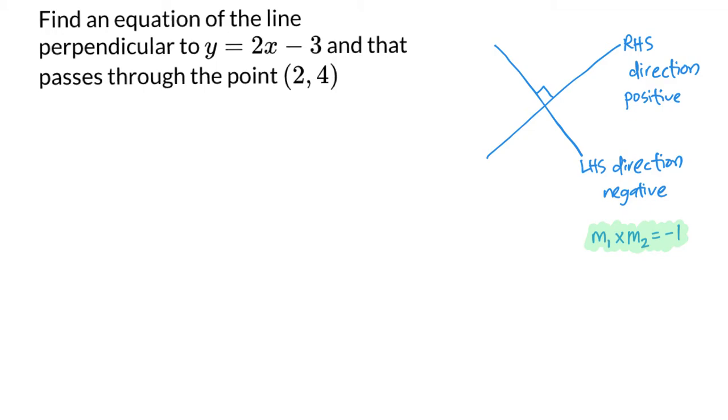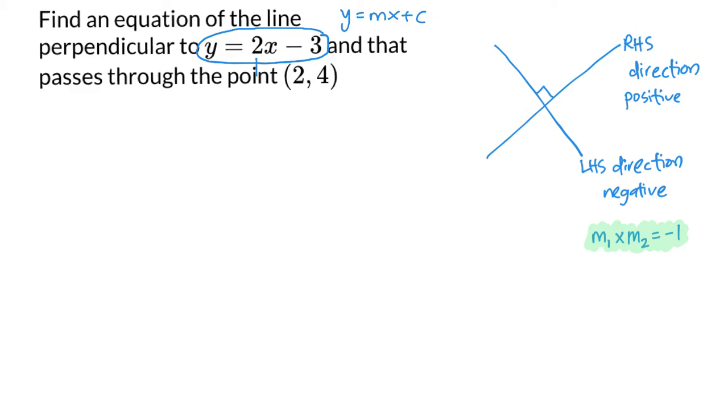Okay, so let's go back to the question here. Find an equation of the line perpendicular to y equal to x minus 3, and that passes through the point (2, 4). First of all, this is one line, and they are asking what is the other line, which is y equal mx plus c. At this stage, we don't have m and c yet. And these two lines are perpendicular to each other.